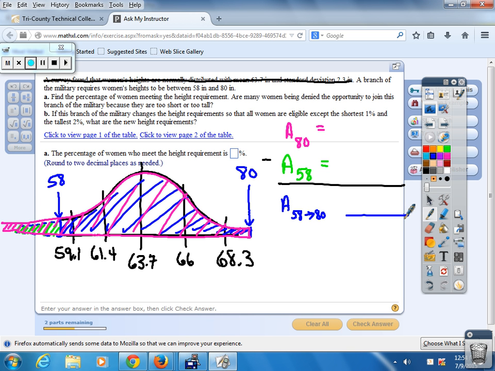So, first thing we have to do, if we're doing this by hand in tables, we have to change 80 and 58 into a what? No, the column wall. Okay? So my area of 80, we got to change that 80 into a, so 80 minus 63.7 over 2.3. Somebody give me that. It's going to be a positive number. How did I know that? Well, it's way over here. So what is that?